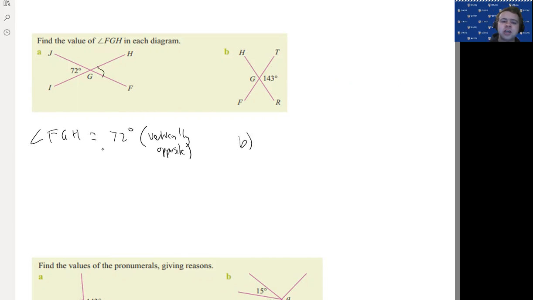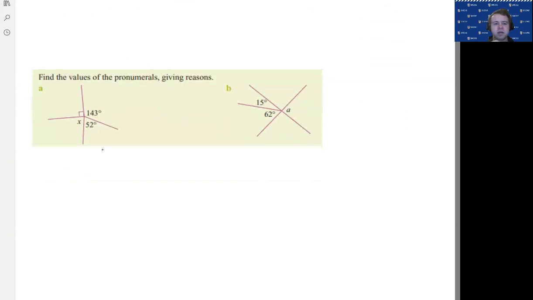For B, FGH again is here, and we have another angle. So we can just say FGH equals 143 degrees, and the reason is because they're vertically opposite. That one's easier because we don't have to do any calculations. We don't have to do 360 minus or anything like that. We can just say they're equal because they're vertically opposite.